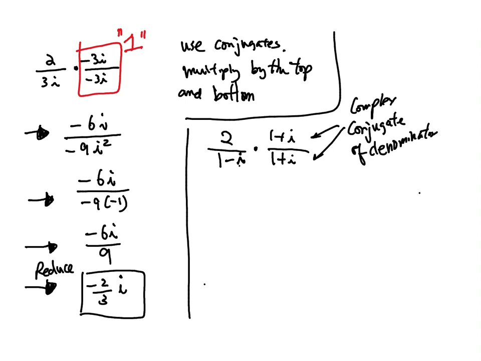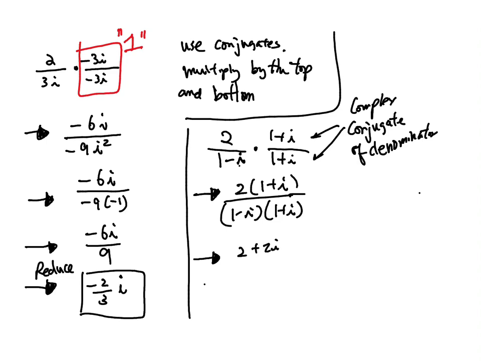Okay, so let's go ahead and multiply the top and bottom. You multiply the top, you end up getting 2 times 1 plus i. On the bottom, you get 1 minus i times 1 plus i. The top is pretty straightforward. You can distribute the 2, so this is 2 times 1 plus i, and you get 2 plus 2i.